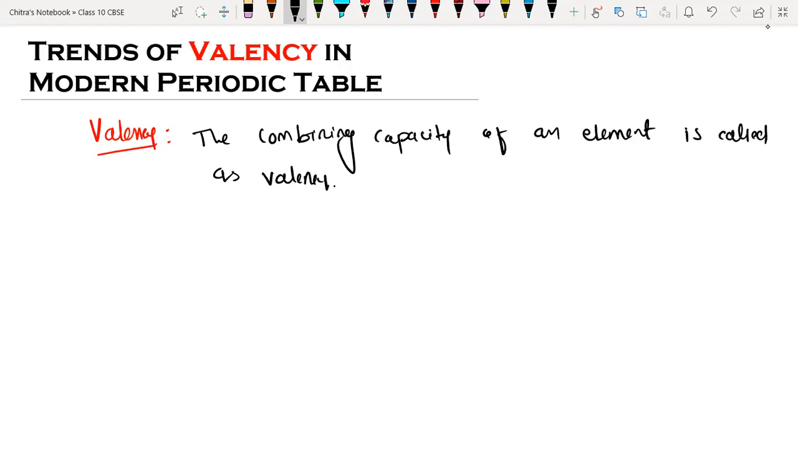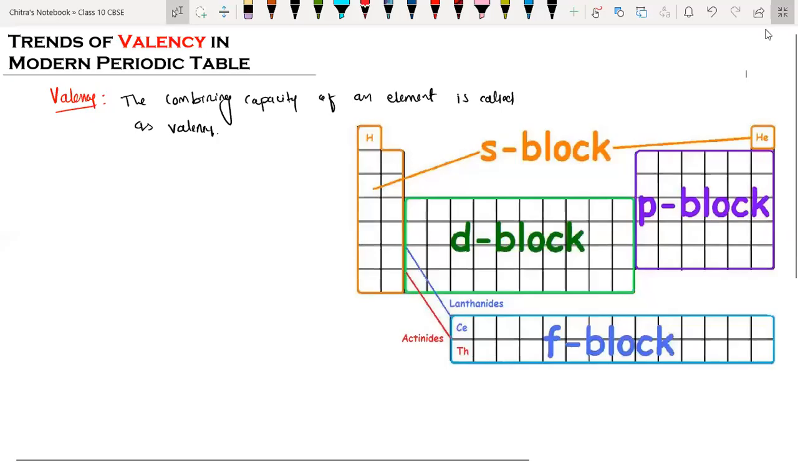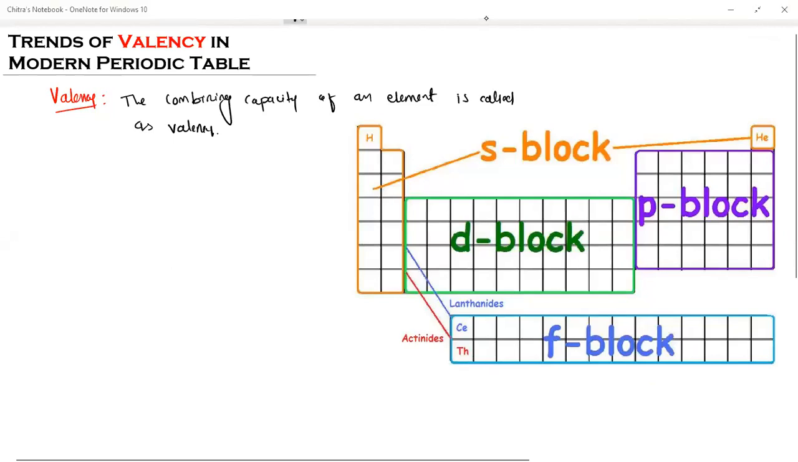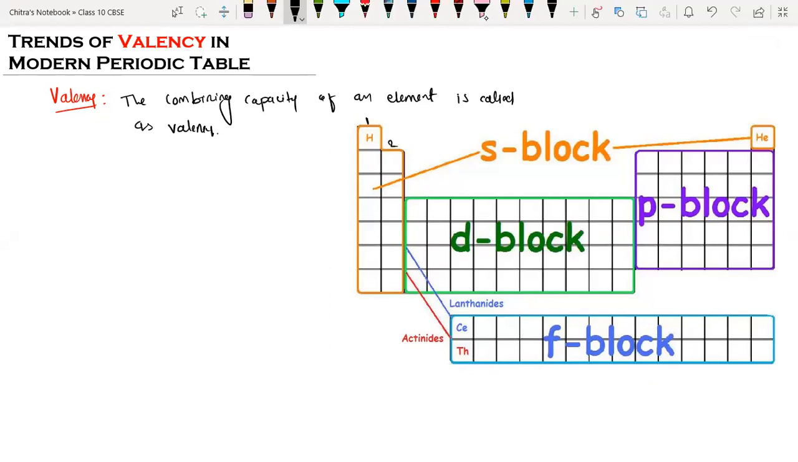Now we have to know how valency varies in groups and in periods. Okay, so let me draw the periodic table, the block diagram. So here we have the block diagram of the modern periodic table. Here we have group numbers 1, 2, 3 to 12, then 13 to 17, and here we have 18. Suppose I'm just taking the example of the carbon atom.